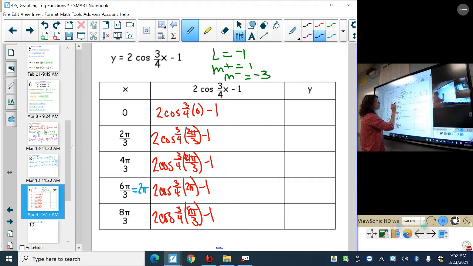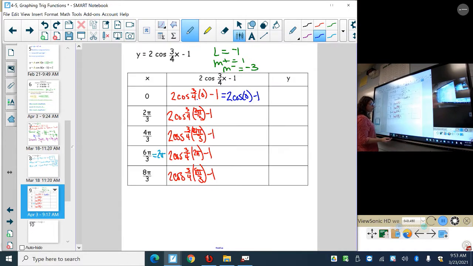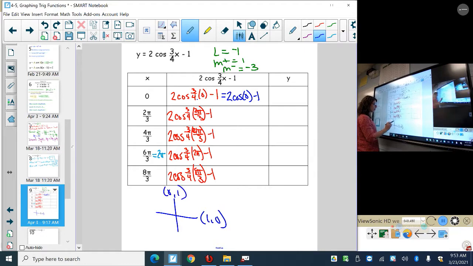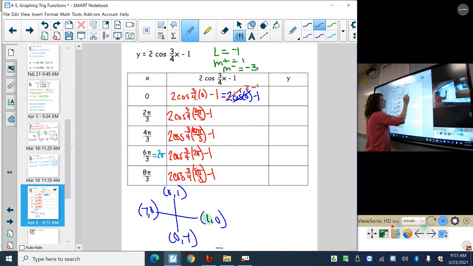So now let's do this. What is 3/4 times 0? That is just 2 times the cosine of 0 now. And what is the cosine at 0? I'm going to show you this just so that you can remember: 1, 0, 0, 1, -1, 0, and 0, -1. The cosine at 0 is 1. So if that's 1, that means I have 2 minus 1, which is going to be the value 1.